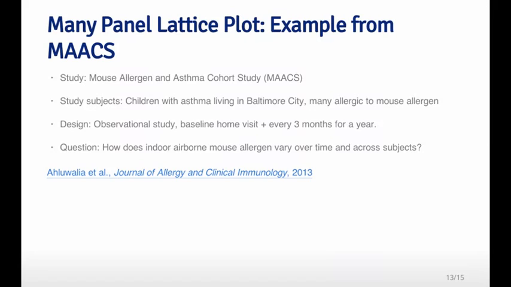So that's one more quick example, showing a larger data set. This comes from the Mouse Allergen and Asthma Cohort Study, which is conducted here in Baltimore City, to look at the indoor environment of children with asthma living in Baltimore. Many of these children are allergic to mouse allergen. This is an observational study in which there was a baseline home visit, and then a visit every 3 months for a year, so a total of 5 visits.